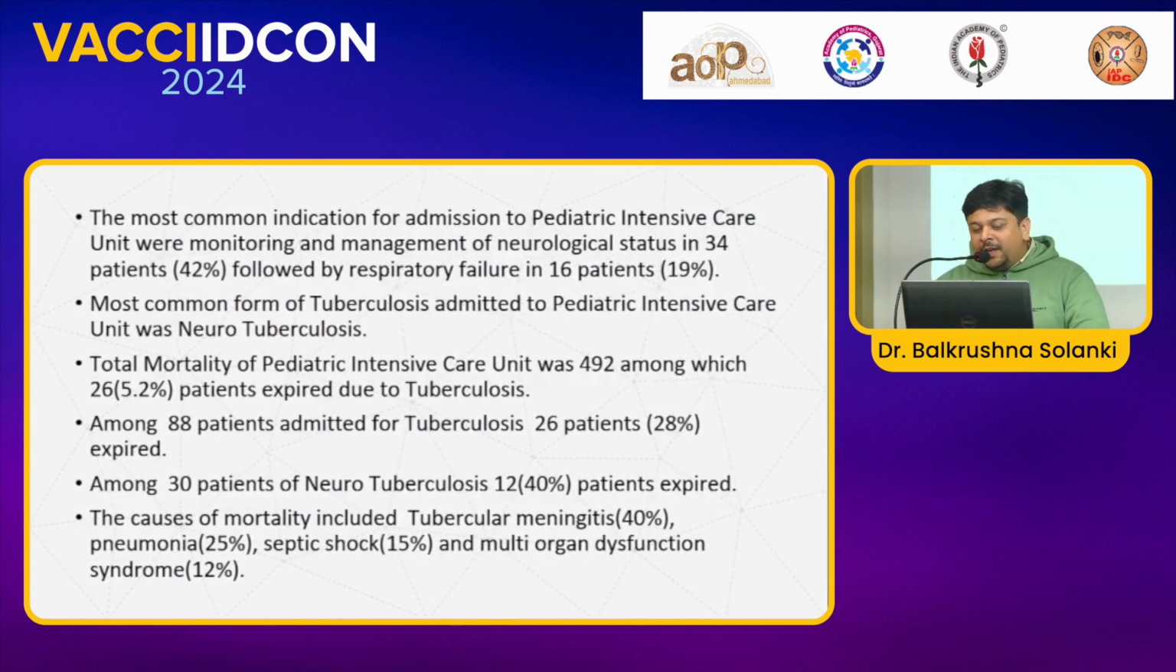The most common indication for admission in PICU was monitoring and management of neurological status in 34 patients, followed by respiratory failure. The most common form of tuberculosis admitted to pediatric intensive care unit was neurotuberculosis. Total mortality of pediatric intensive care unit was 492, among which 26 patients, which is 5.2%, expired due to tuberculosis. Among 88 patients admitted for TB, 26 patients, which is 28%, expired.